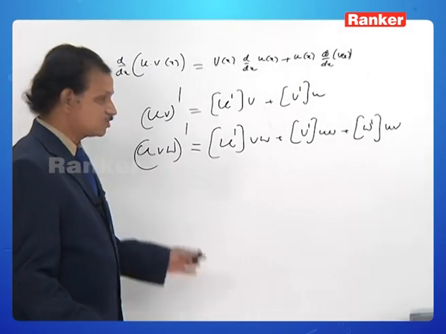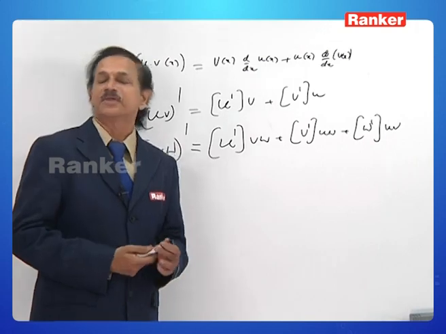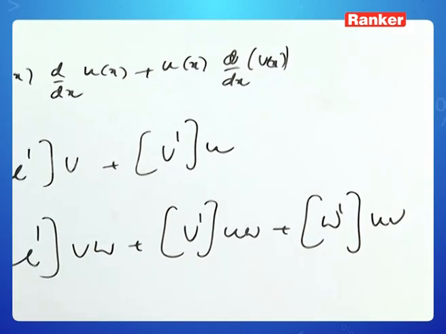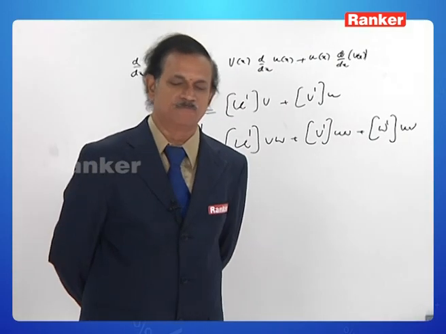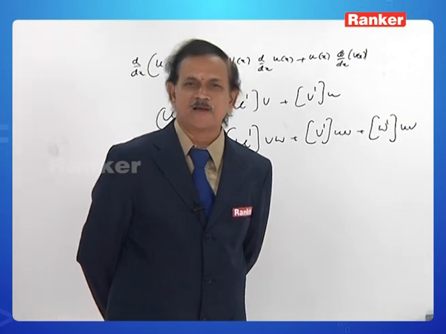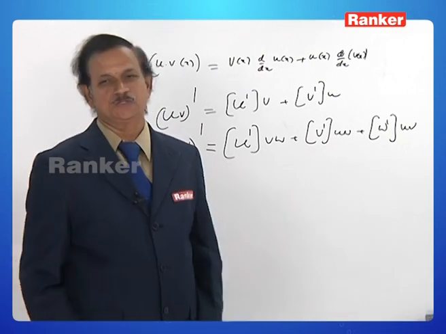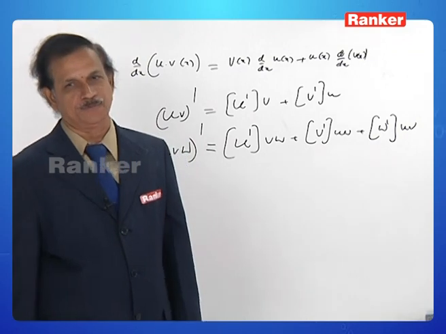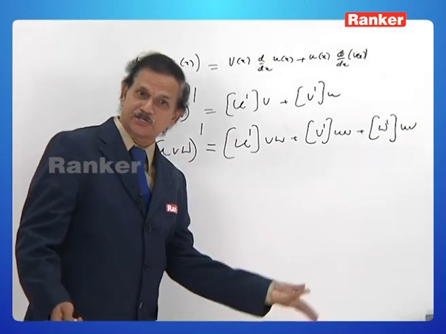Can you extend this to 3, 4 more functions, say u, v, w, t whole dash? You can, of course, but not necessary, because in our daily pattern of looking at the problems, we generally do not come across such functions. If at all there are something like that, we clap 2 and 2, 2 functions as one group, 2 functions as one group, we apply uv rule like that. This is what we call the product rule.